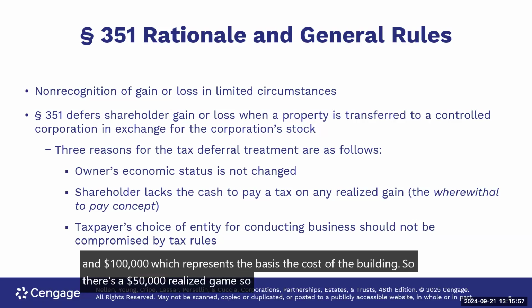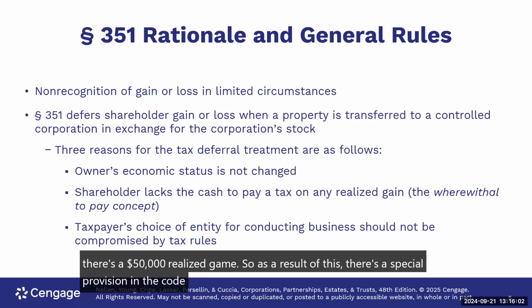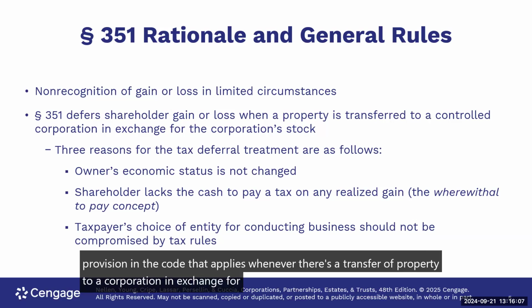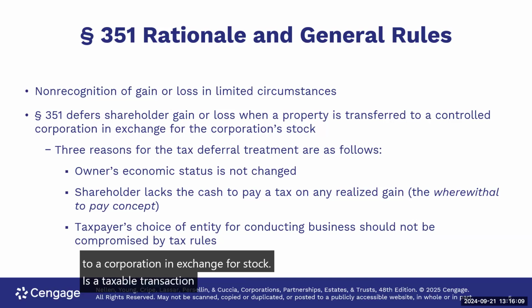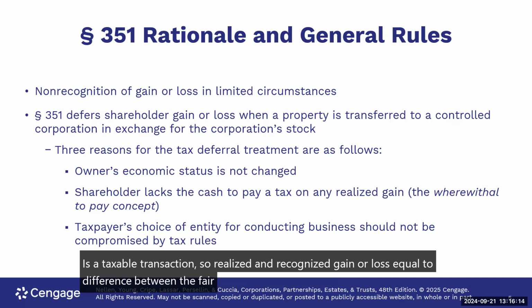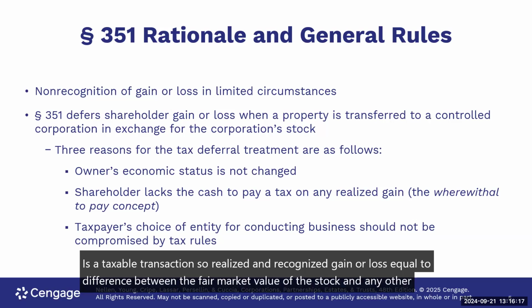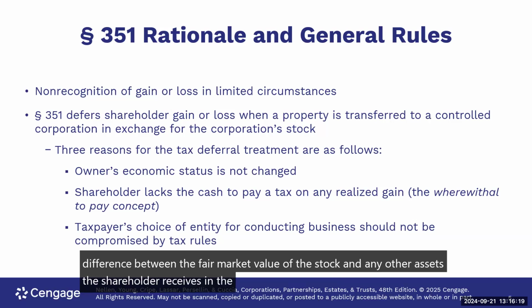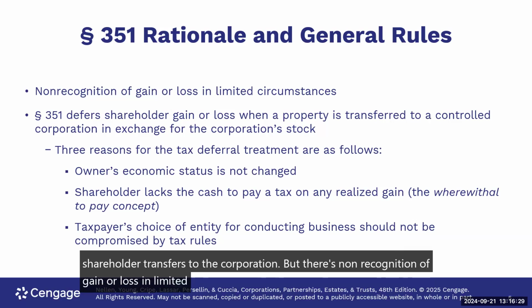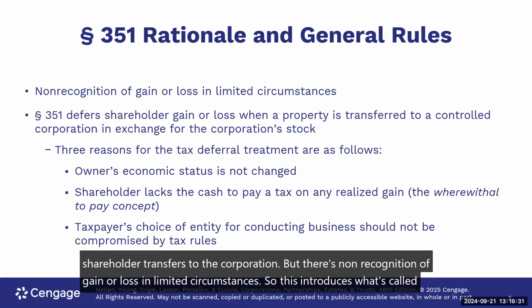As a result of this, there's a special provision in the code that applies whenever there's a transfer of property to a corporation in exchange for stock. It is a taxable transaction. Realized and recognized gain or loss equals the difference between the fair market value of the stock and any other assets the shareholder receives and the tax basis of the property that the shareholder transfers to the corporation. But there's non-recognition of gain or loss in limited circumstances. This introduces what's called Section 351.